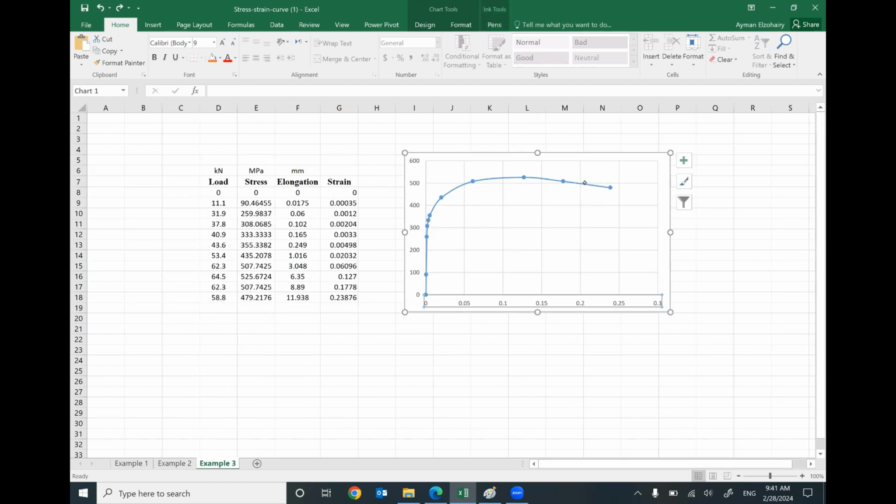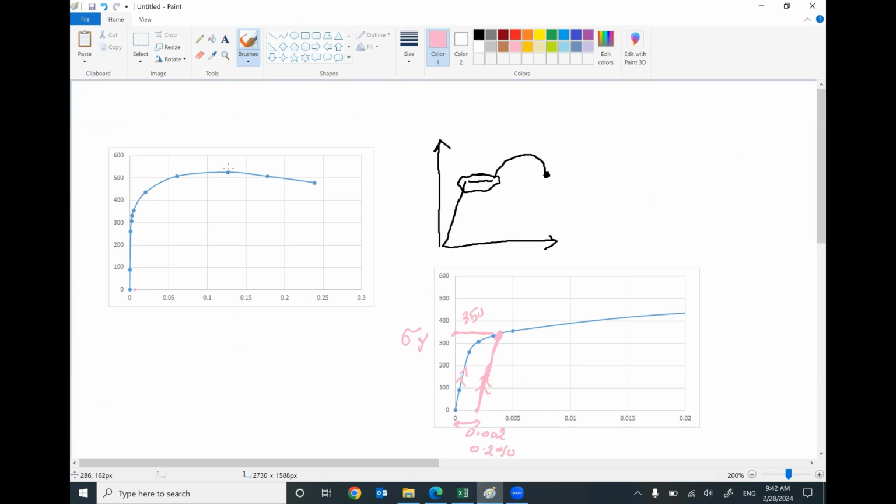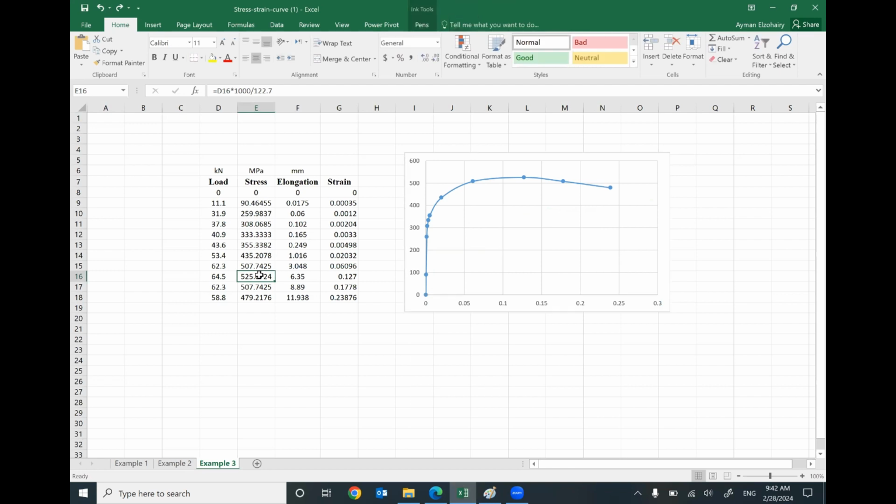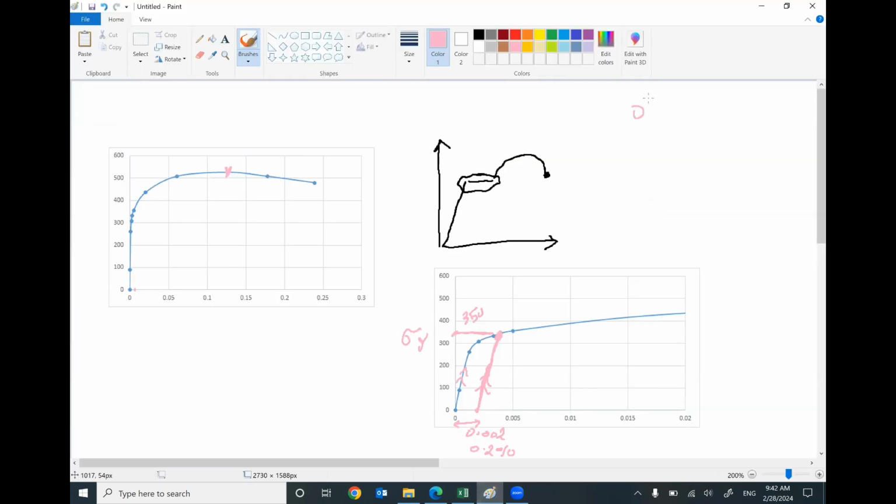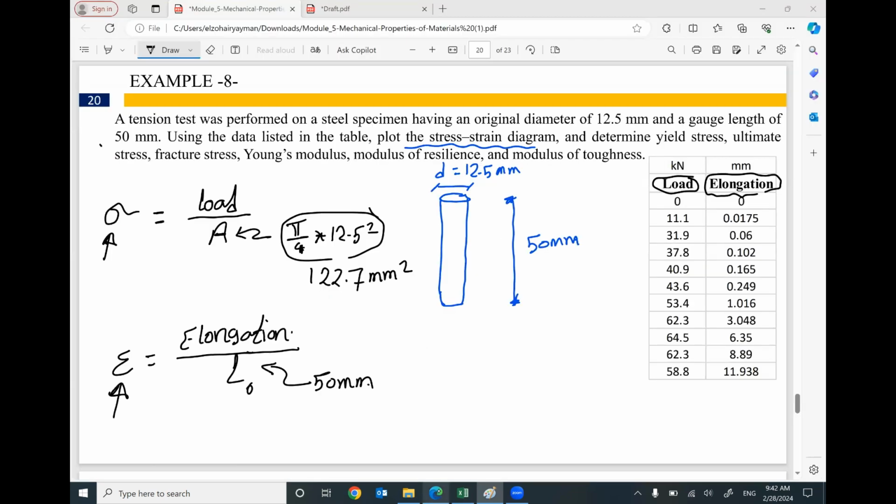The ultimate stress is the highest value of the stress. Looks like we have a value equal to 525.6. So the highest value of the stress will be this value, 525.6. So sigma ultimate will be 525.6 megapascal. And the value of yielding stress equals 350 megapascal. What else? So we are done with the yielding stress and ultimate stress.